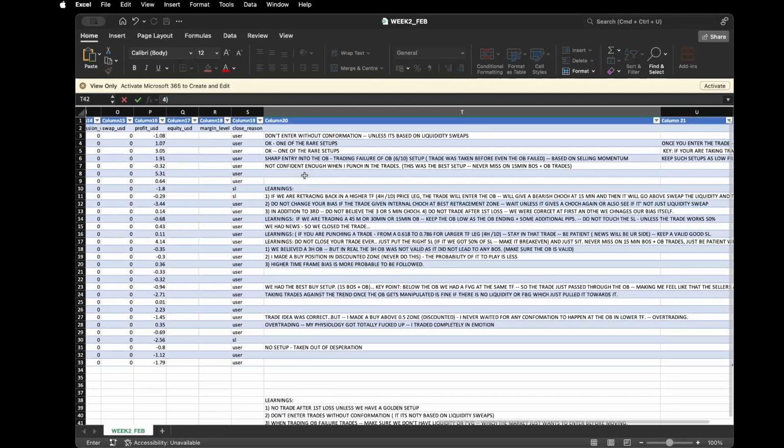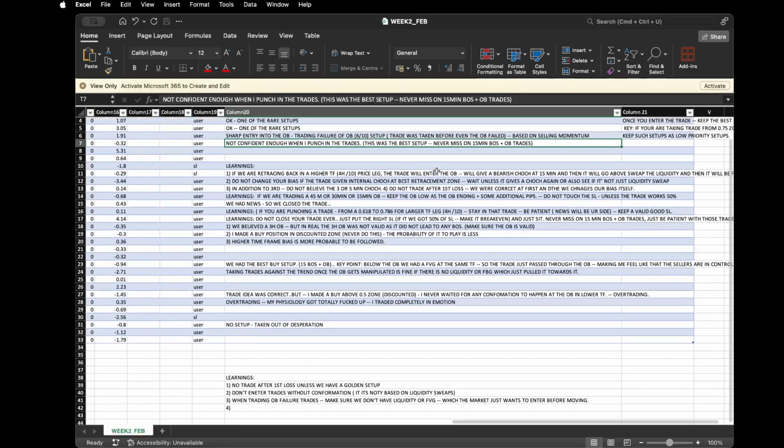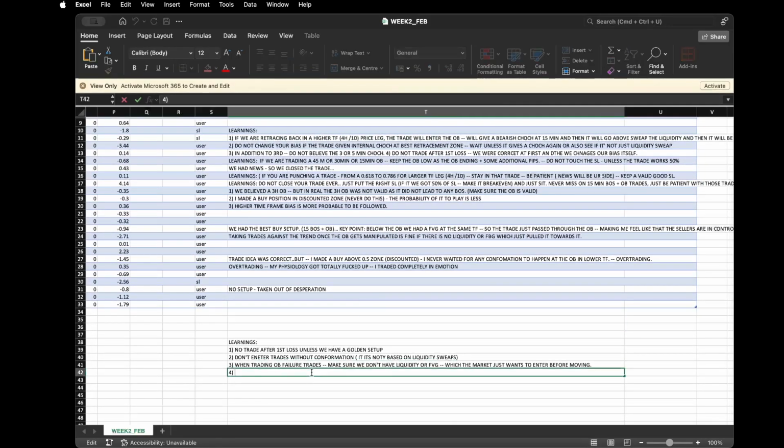Then don't make a sharp entry. I was not confident enough when I punched in the trade. This was the best setup, never miss. Be confident with your trades, else do not trade. Always be confident on the 15-30 minute plus BOS plus OB setup.